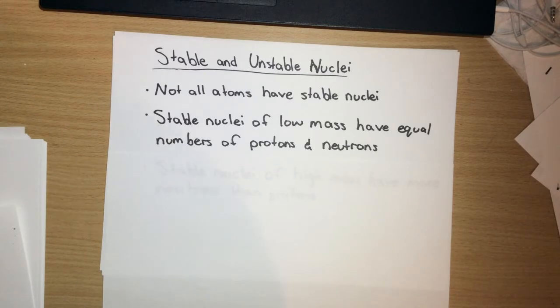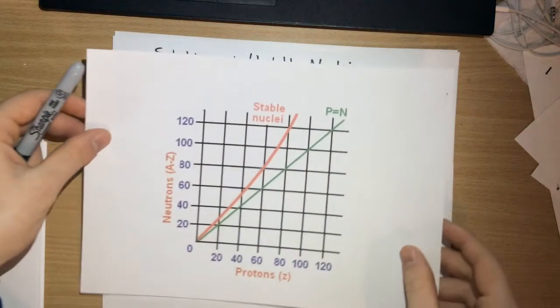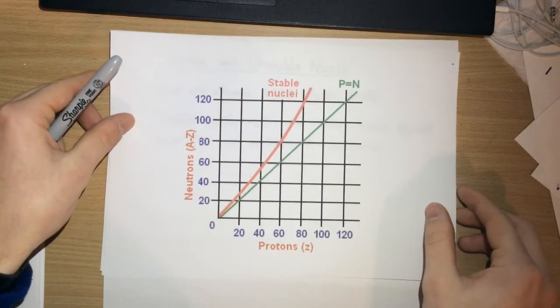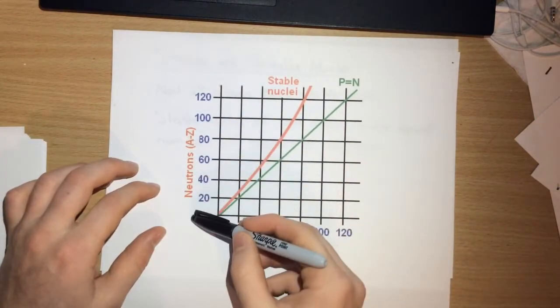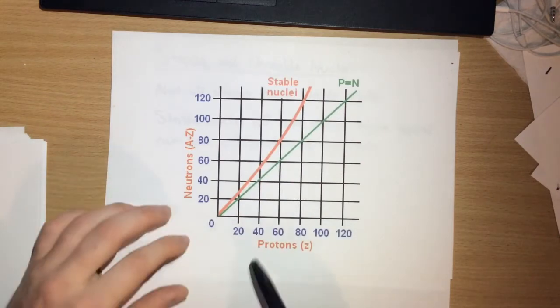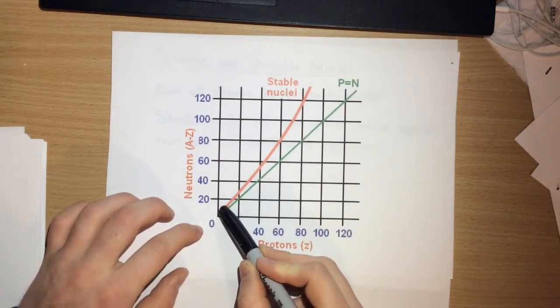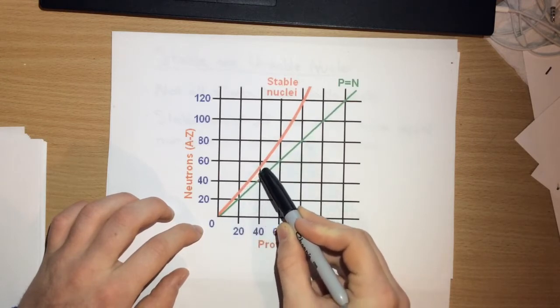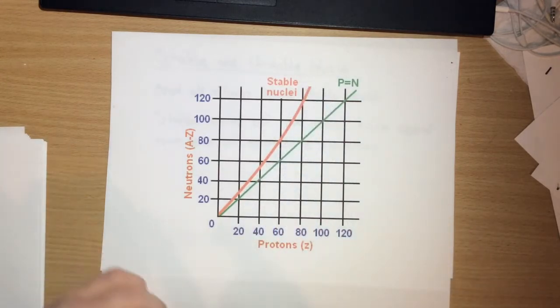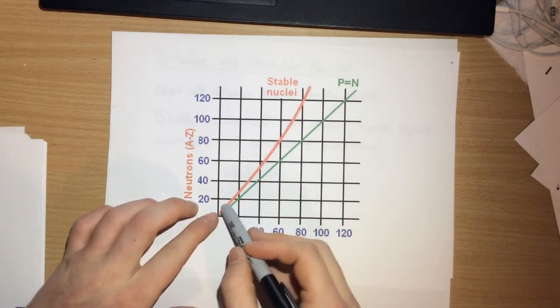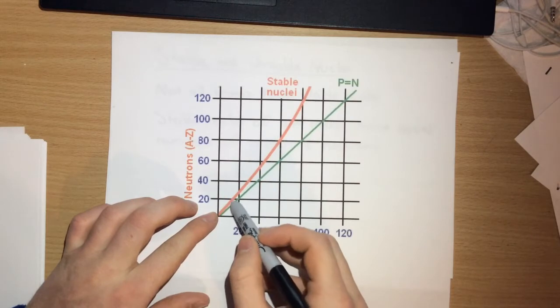Okay. So we're going to have a look at a graph in a moment, but basically, when we talk about stable nuclei, if it's a low mass, so anything at the start of the periodic table, we basically have equal numbers of protons and neutrons. All right, so if I have a look at this graph here, now we've got neutrons on the y-axis, protons on the x-axis. And basically what happens is these are basically equal up to a point, and then they start to become different, all right? So these are not overlapping on this graph, but basically that's what's happening in real life.